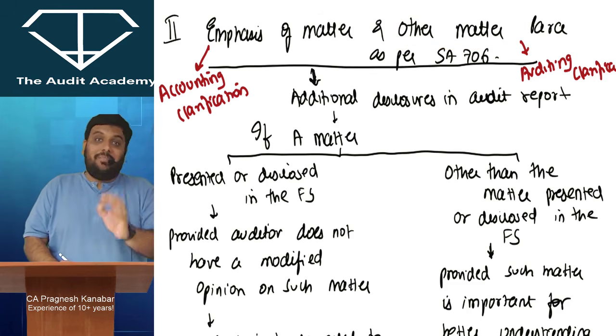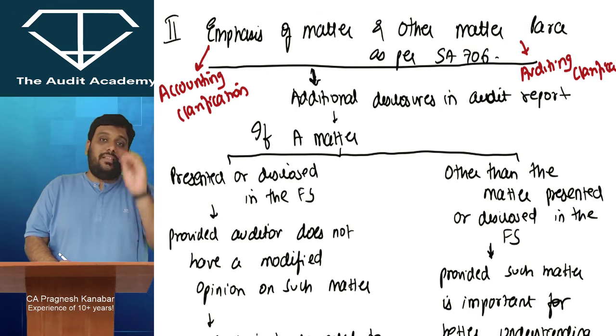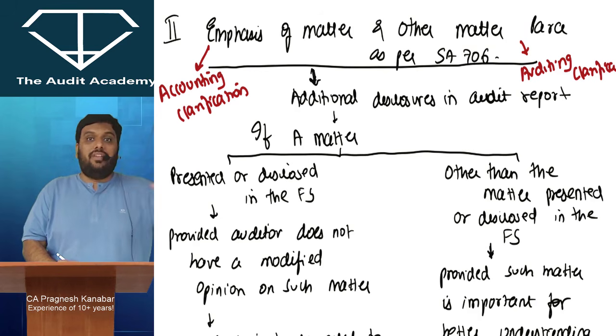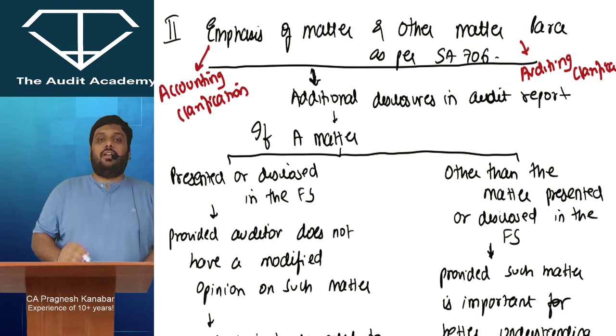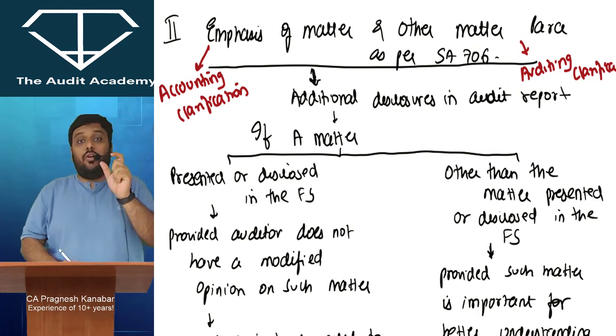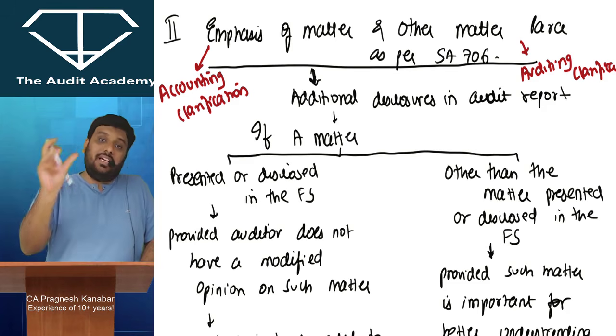So, other matter paragraph, the title is worst. When you look at the title, you feel like you can include anything and everything in other matter. No. Other matter paragraph is specifically for when you want to explain something on audit. So, it is an auditing clarification.